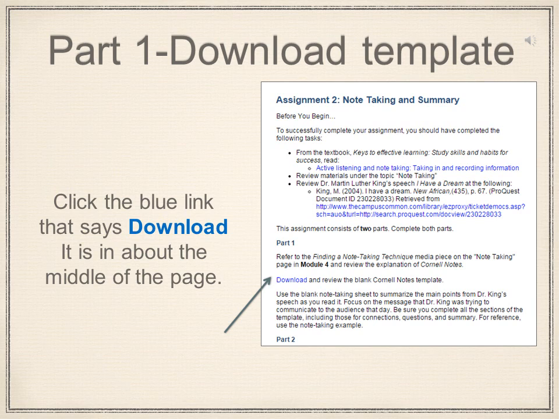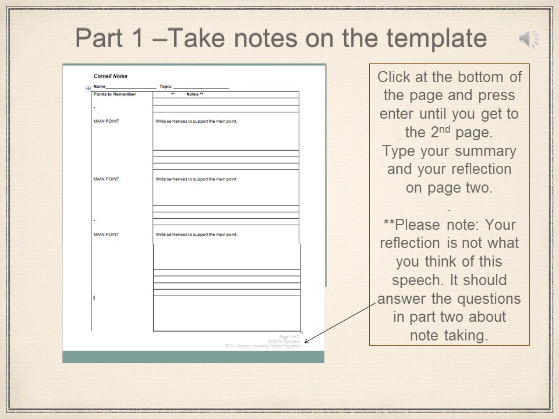Part 1. Download the template. This is a picture of the assignment page. Click the blue link that says Download. It is about middle of the page. In Part 1, you are to take notes on the Cornell note-taking template. Notice that the main points go on the left and supporting statements go on the right.